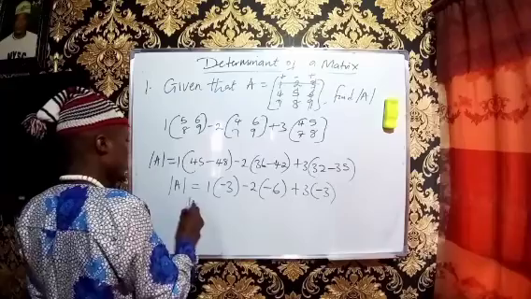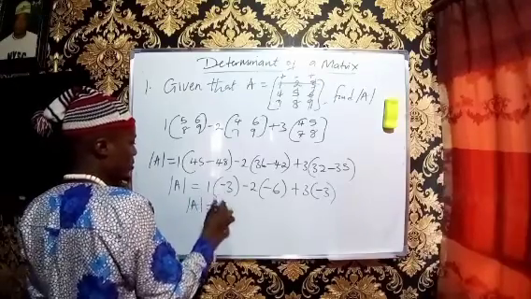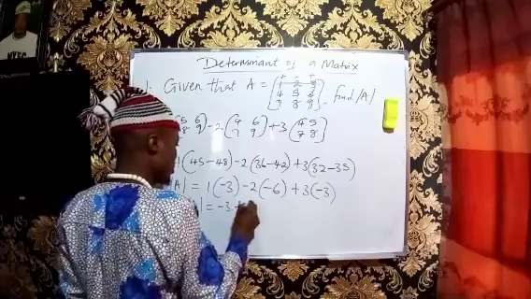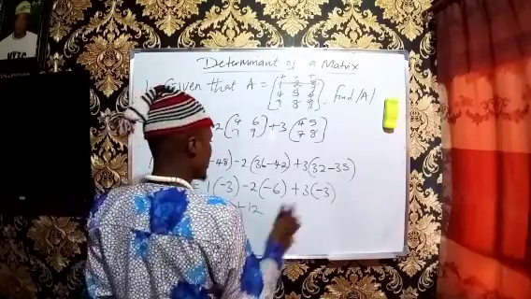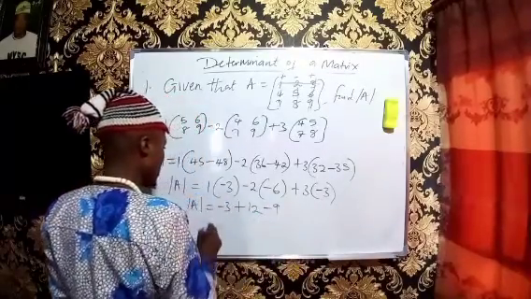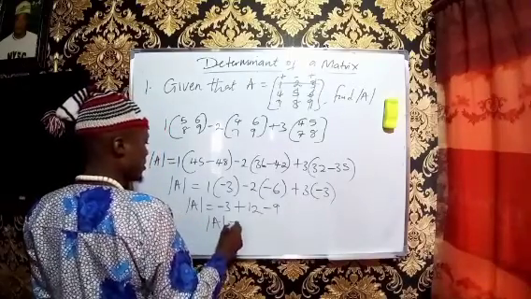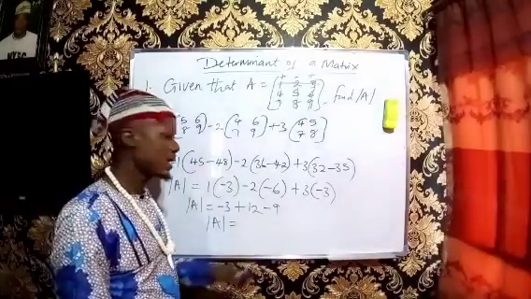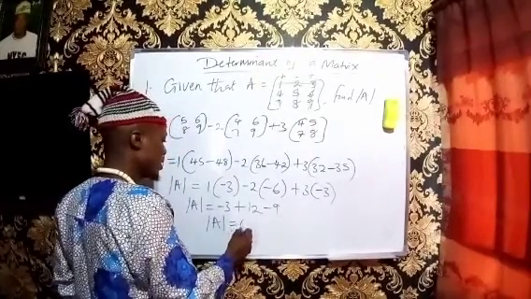Now when you open the brackets, you have 1 times minus 3 is minus 3, negative 2 times negative 6 is plus 12, 3 times minus 3 is minus 9. So finally we find out that minus 3 plus 12 is 9, and 9 minus 9 will give us 0.